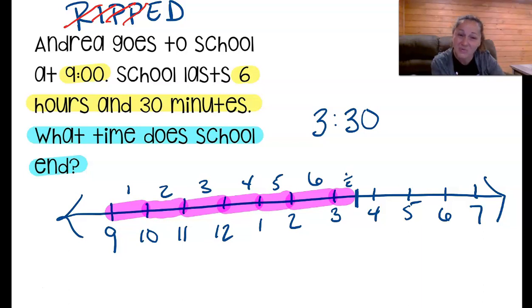Yes, it would be 3:30. 3:30, and it's in the afternoon, so I'm going to write p.m. So 3:30 p.m. Good. Glad you figured that one out. So 3:30 p.m. So we executed our plan. Now, D, does it make sense?